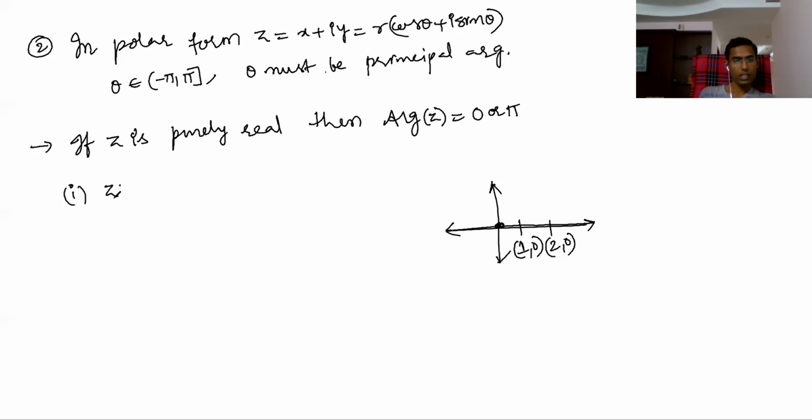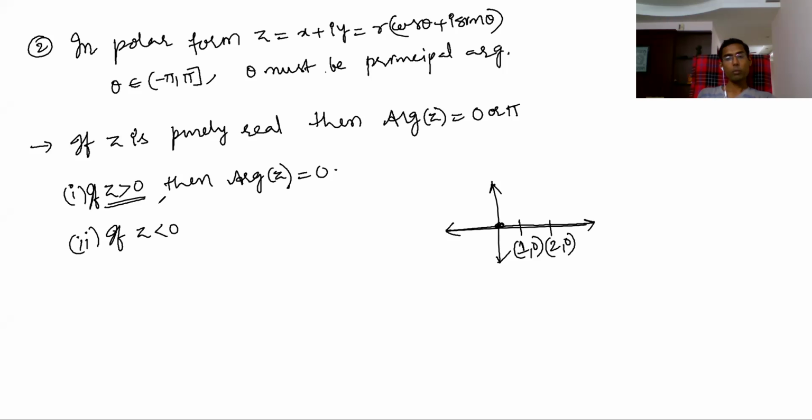Case 1, if z is greater than 0, that means what? Positive real number. If z is greater than 0, then the argument of z becomes 0. Second, if z is less than 0, that means negative real number. Every real number is also a complex number. Complex number means real and non-real together. Non-real means imaginary. Real and imaginary together is called a complex number. That means all real numbers are complex numbers.